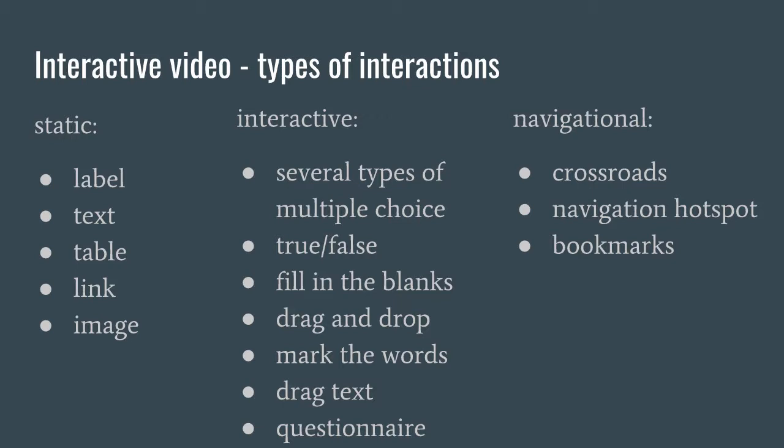And then there are also several interactions that are more navigational, but you could also use them for some kinds of questions. Crossroads means a place in the video where you can specify that the learner would go to a certain point in the video depending on a choice that they make. A navigation hotspot is where you designate a part of the screen, and if the learner clicks on that part of the screen, then the video will go forward or backwards in the video. And then there are bookmarks that you can use to help learners navigate throughout the interactive video, sort of like a table of contents.